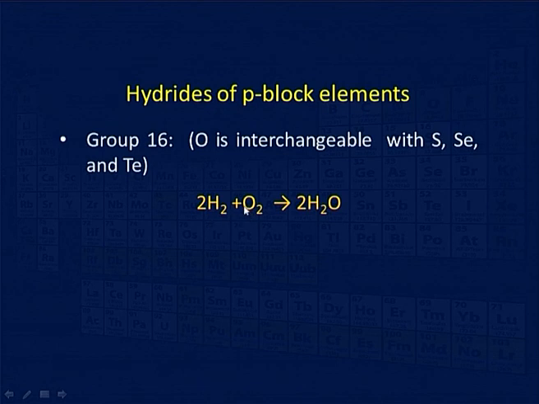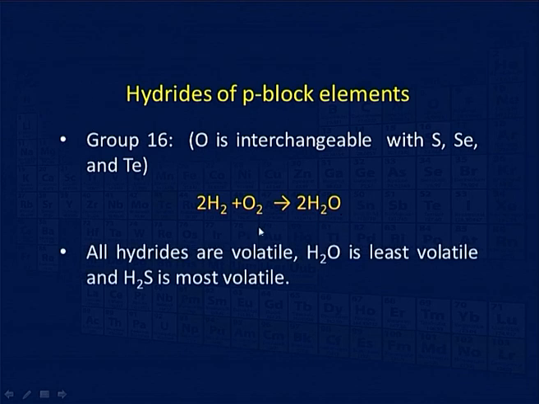In group 16, the reaction is represented where oxygen can be interchanged with sulfur, selenium and tellurium. It is the hydride of oxygen. Similarly, H2S is formed, and selenium and tellurium also react similarly. All hydrides are volatile. H2O is the least volatile and H2S is the most volatile.